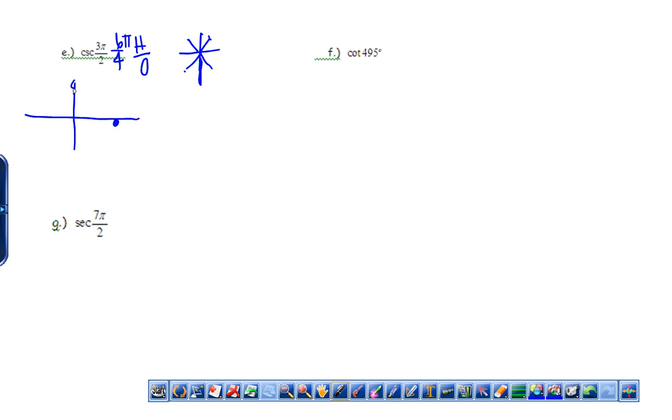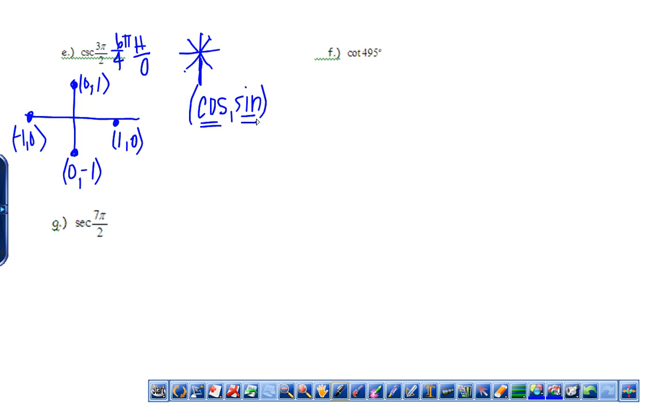remember on a unit circle, it goes out by 1 unit. So if we go out by 1 unit, this dot would be 1, 0. This dot would be 0, 1. This would be negative 1, 0. And this would be 0, negative 1. Okay, in each of these ordered pairs, I want you to think of every ordered pair as cosine, then sine. Okay, every time. Cosine, sine, cosine, sine.